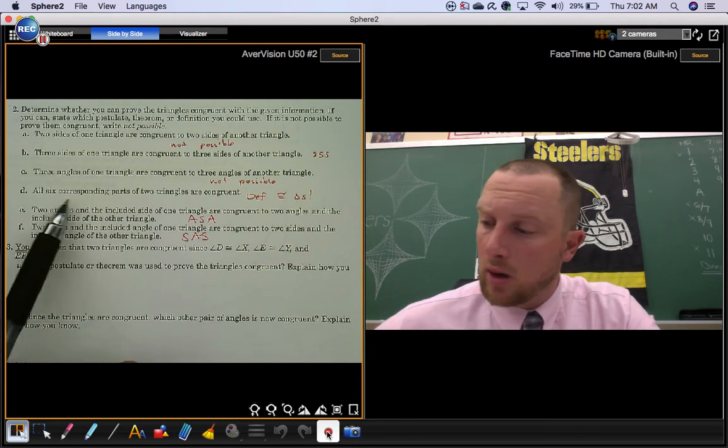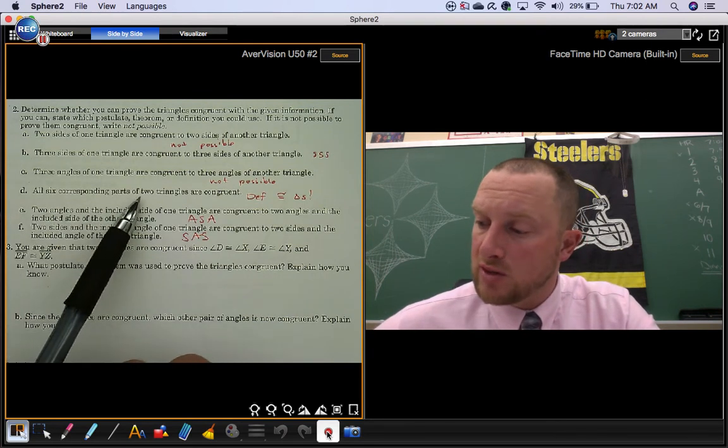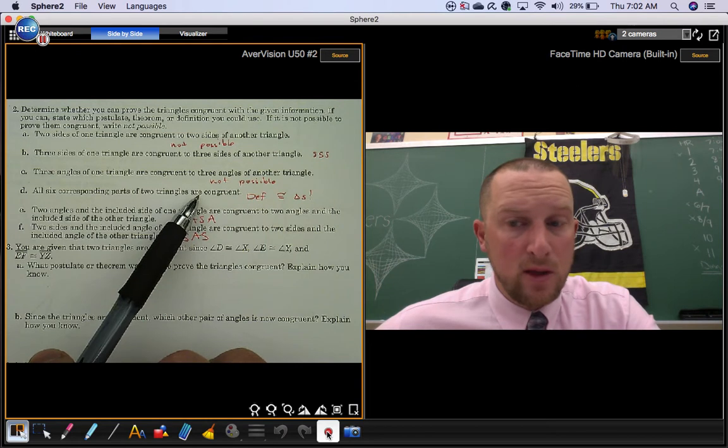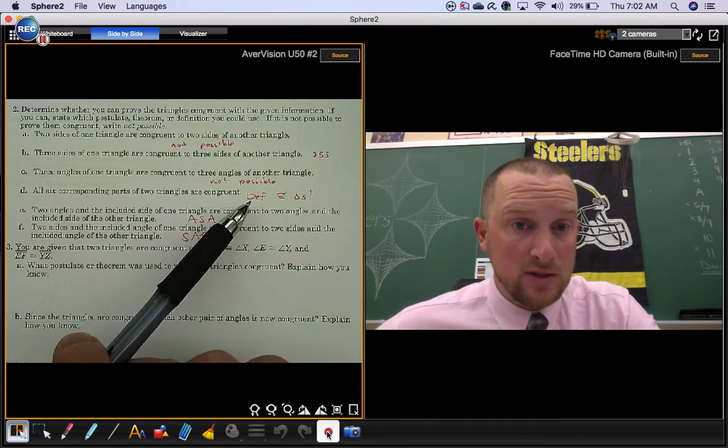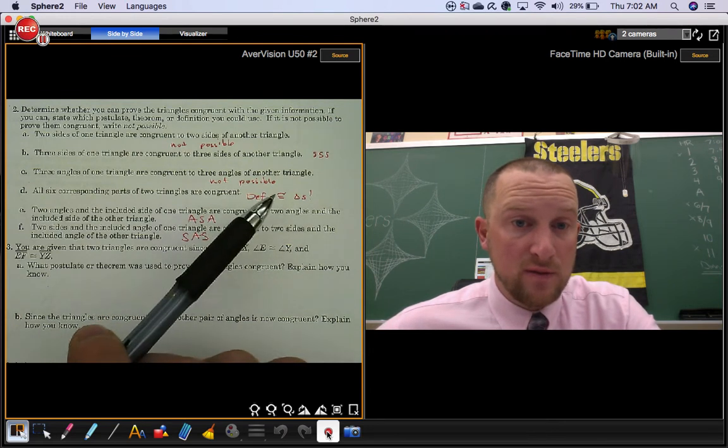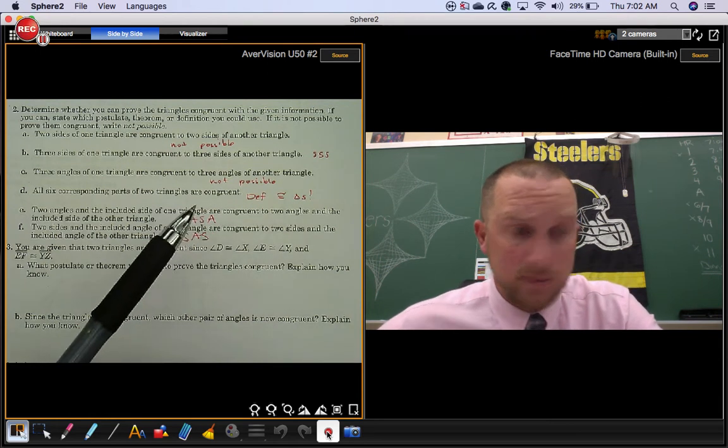Part D, all six corresponding parts of two triangles are congruent. Well, if you got six pairs of congruent parts, the triangles are definitely congruent. You can use any one of the shortcuts that we have, or just the definition of congruent triangles. If every pair of corresponding parts are congruent, then the triangles are congruent.